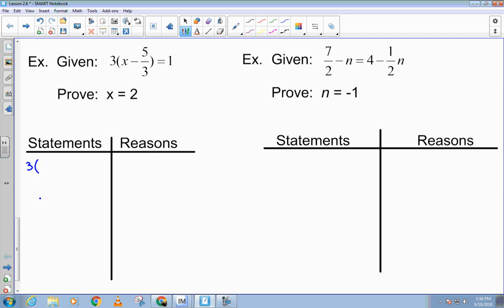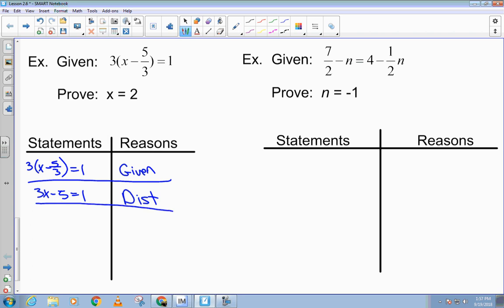So you have 3 times the quantity x minus 5/3 equals 1. That's given. Alright, so if you were going to solve this, what would you do? You would distribute the 3, right? So, you distribute the 3. Okay, and then you write what you did to get from that step to the next one: you distribute it. Okay? Alright, now what would you do?